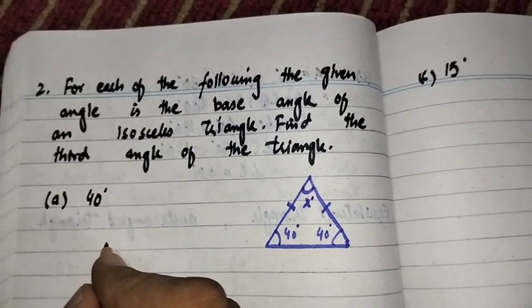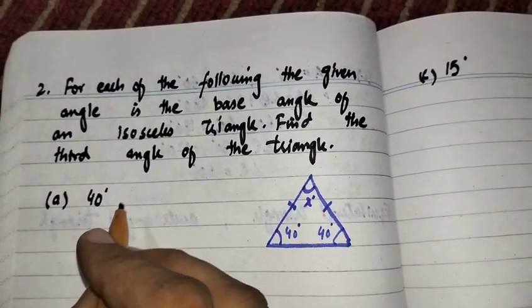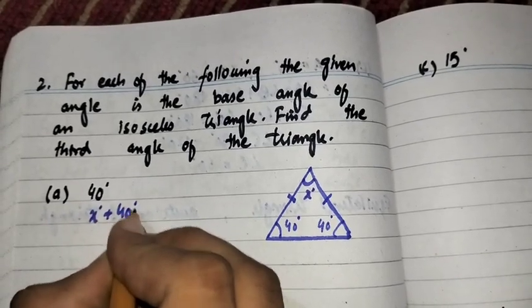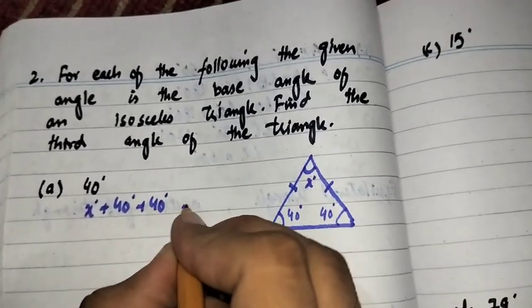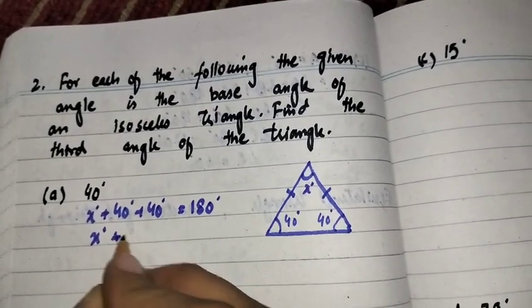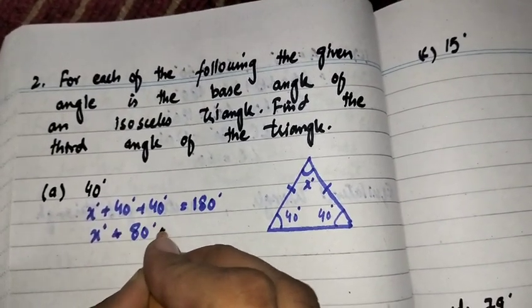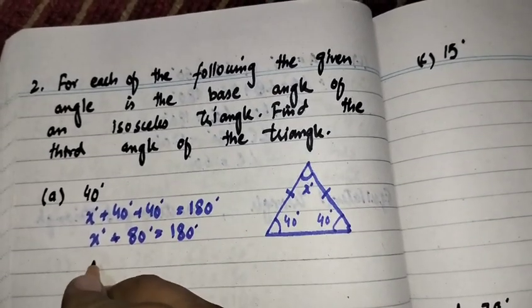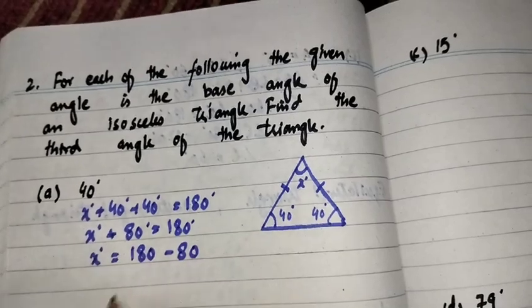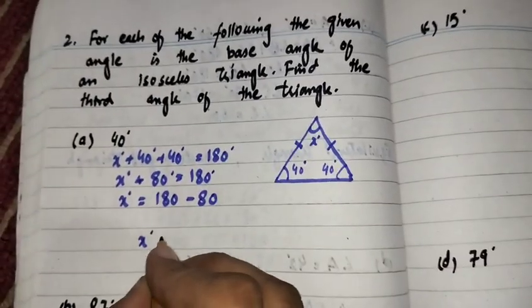So as we know that the sum of all angles of a triangle is 180 degree. So it means that x degree plus 40 degree plus 40 degree is equals to 180 degree. So x degree is equals to 40 plus 40, 80 degree is equals to 180 degree. So x is equals to 180 minus 80. So x will be equal to 100 degree.